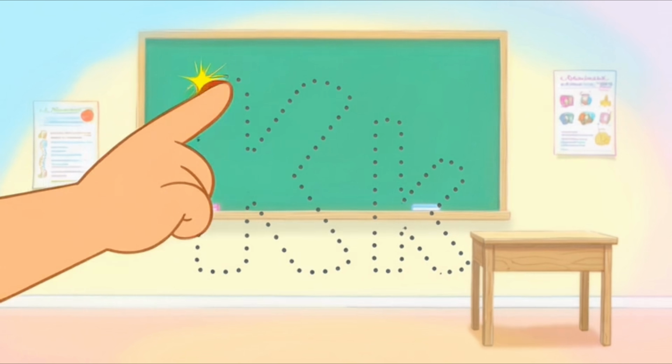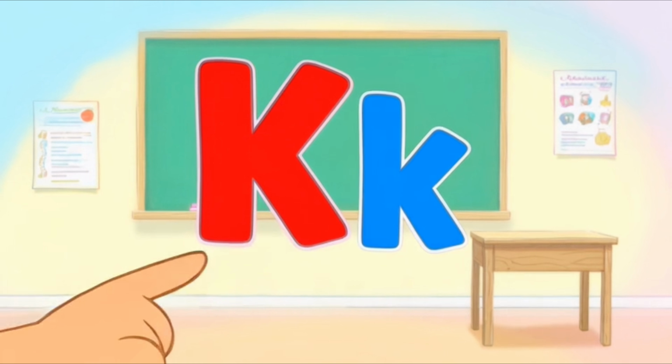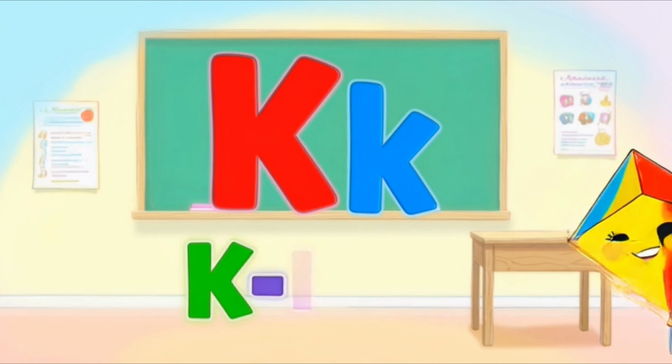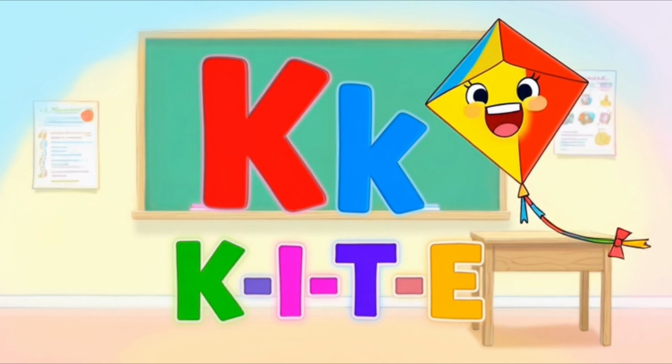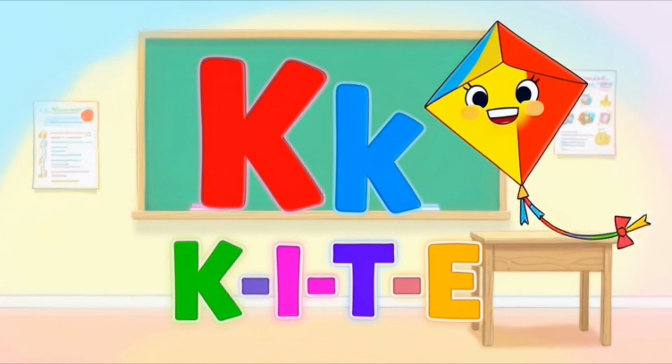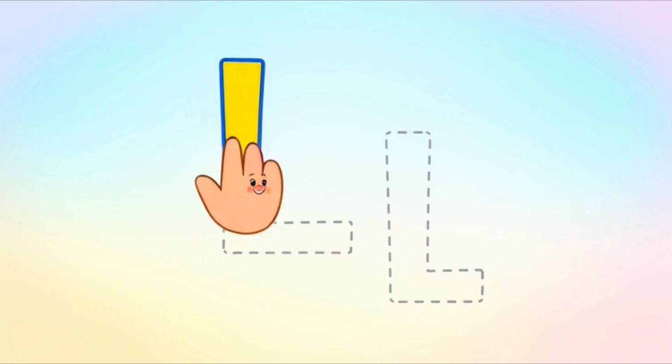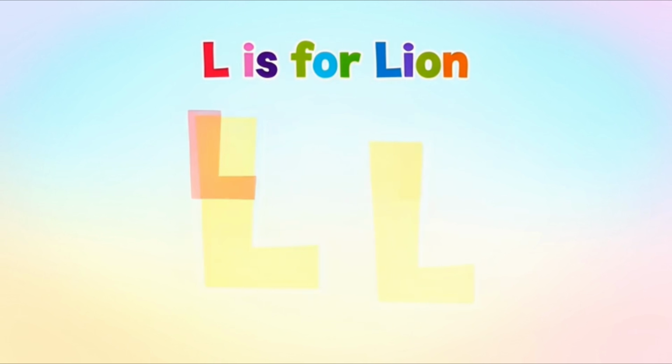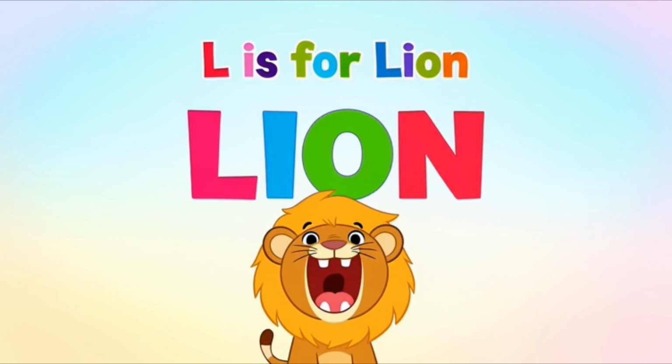This is the letter K. K is for kite. K-I-T-E. This is the letter L. L is for lion. L-I-O-N.